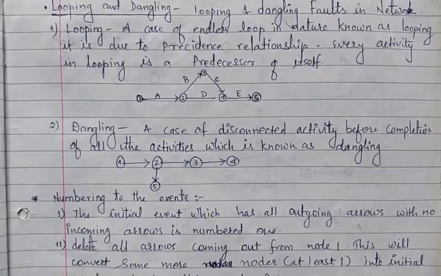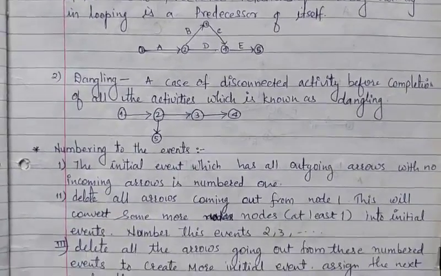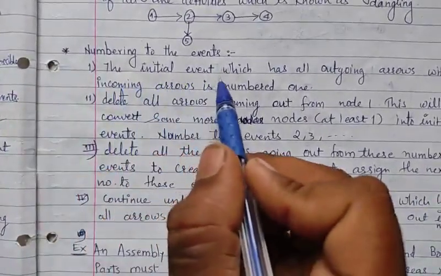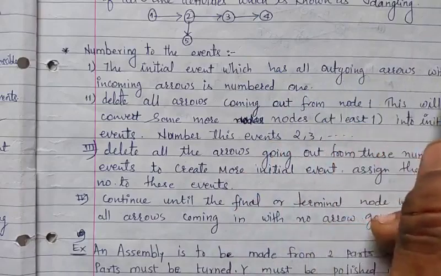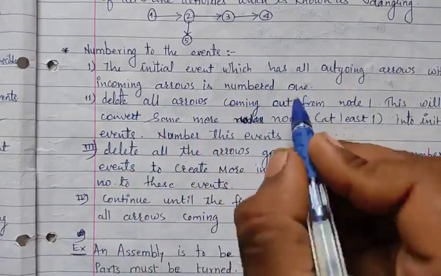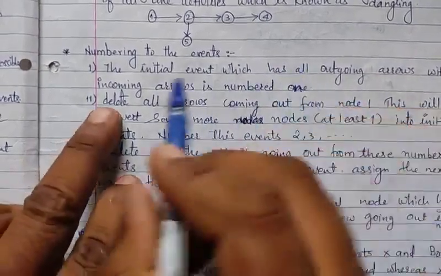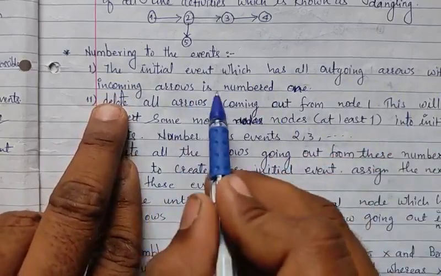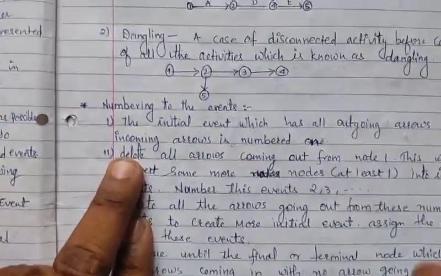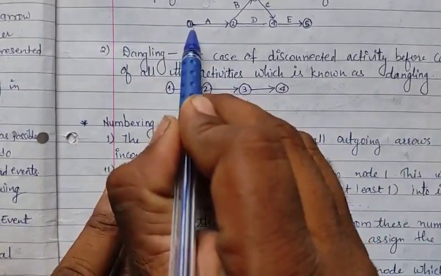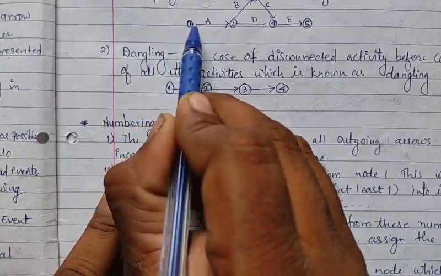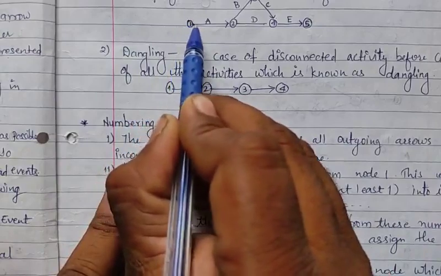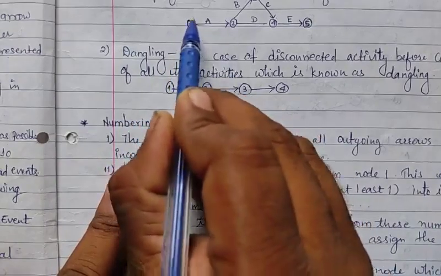Now how to number the events? Let's see how to number the events. The initial event which has all outgoing arrows with no incoming arrows is numbered first, right? What is the condition? The initial event which has all outgoing arrows with no incoming arrows is numbered 1. For example, here for this event there is no incoming arrow, so this is numbered 1. So this is number 1.